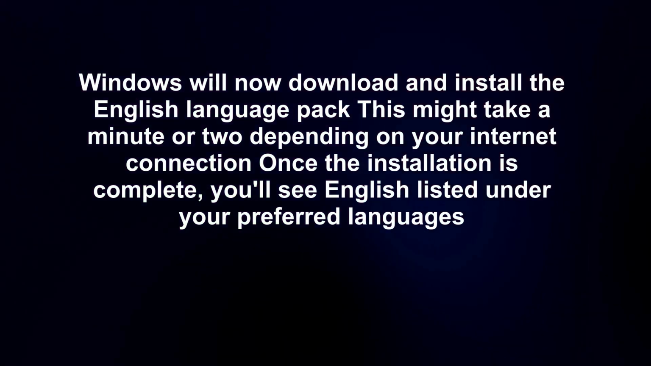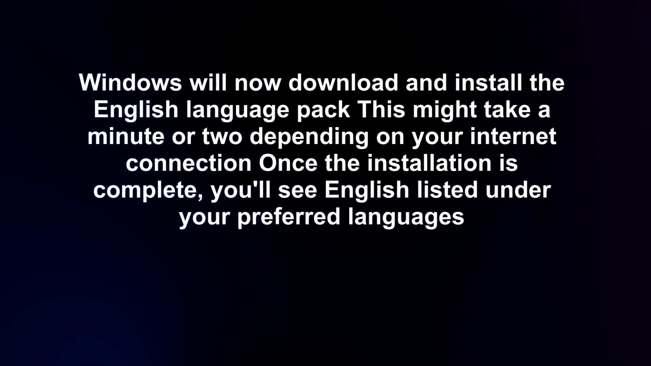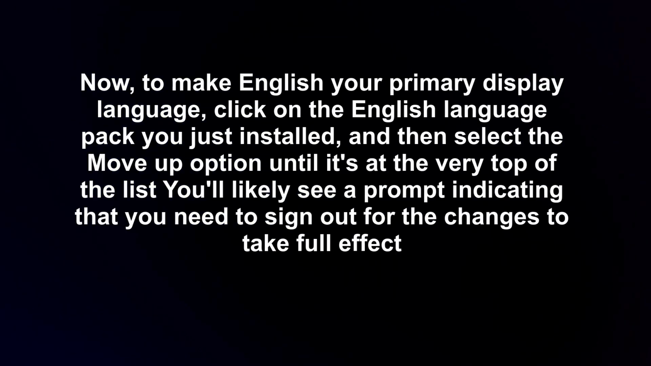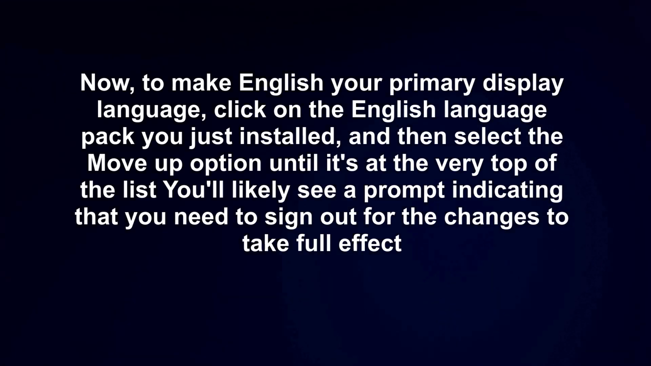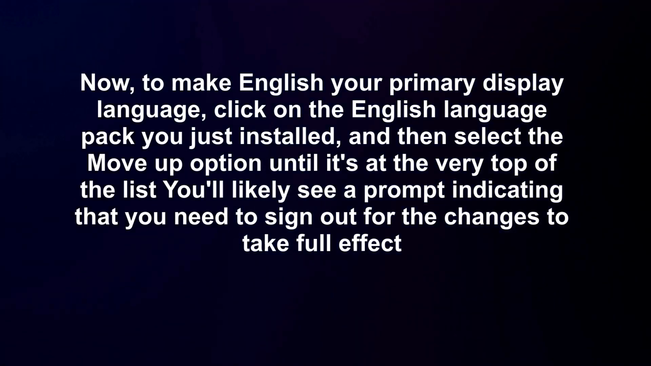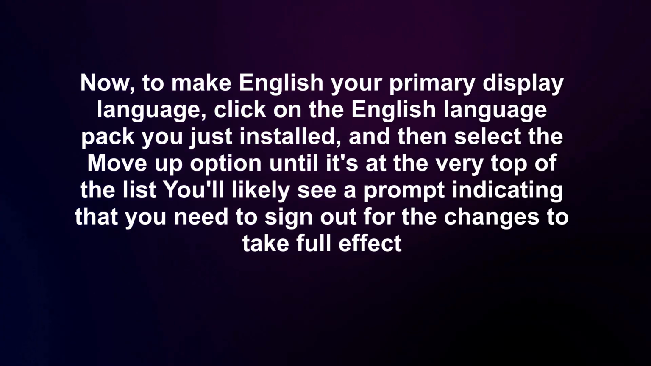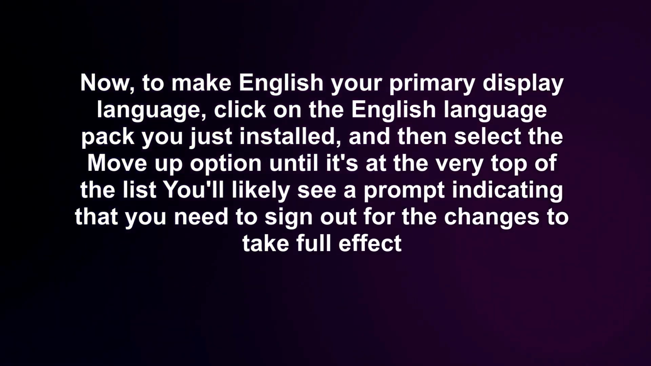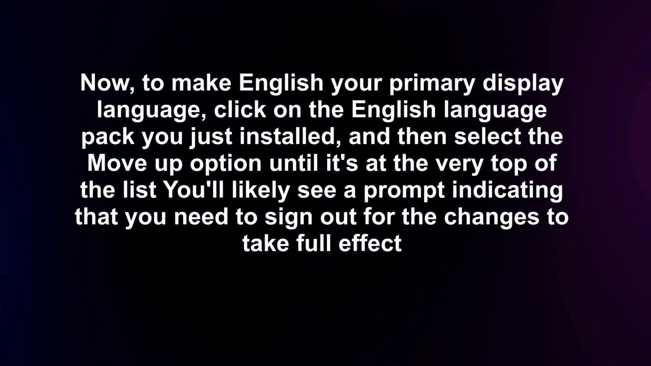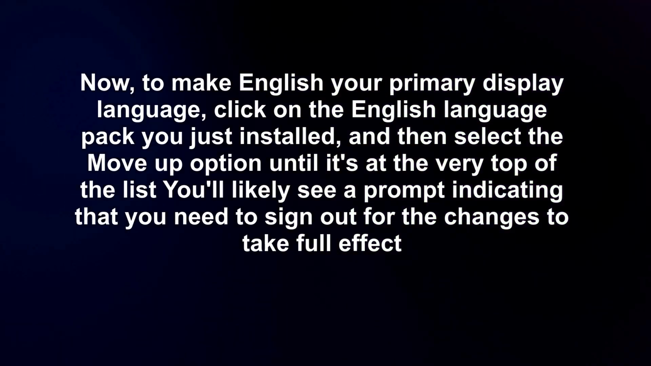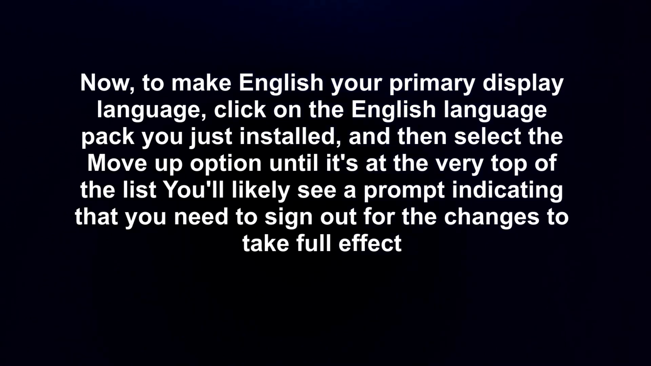Once the installation is complete, you'll see English listed under your preferred languages. Now, to make English your primary display language, click on the English Language Pack you just installed, and then select the Move Up option until it's at the very top of the list. You will likely see a prompt indicating that you need to sign out for the changes to take full effect.